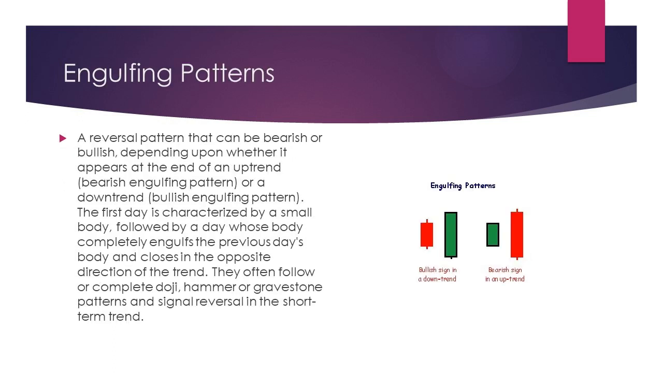Engulfing patterns are the simplest reversal signals, where the body of the second candlestick engulfs the first. They often follow or complete doji, hammer, or gravestone patterns and signal reversal in the short-term trend. The bullish engulfing. The bullish engulfing pattern that appears in a downtrend is a clear indication that the market sentiment is shifting to the upside. This pattern starts with a relatively small candlestick followed by a much larger candlestick that closes higher than the previous one. This is a sign that the downtrend is weakening, suggesting a potential reversal is imminent.